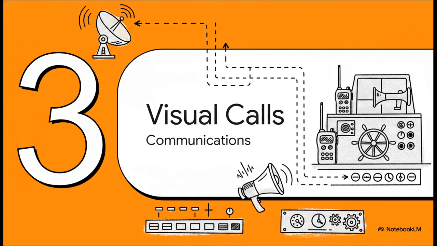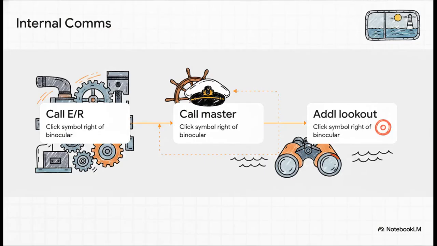Now, beyond the radar, you've also got a digital bridge to manage, and that brings us to Part 3, Visual Calls and Communications. In a normal real-world scenario, you'd just pick up a phone or shout an order, right? But in the ONSAP environment, everything is boiled down to very specific, repetitive, mechanical clicks. And this brilliantly illustrates the quirky, procedural nature of simulator tests. Just look at the steps required for your primary internal communications. Whether you need to call the engine room, call the master, or call for an additional lookout, the action is exactly the same. You have to click the specific symbol located right side of the binocular icon in the visual display. Every single time. It's a precise mechanical habit you just need to build.